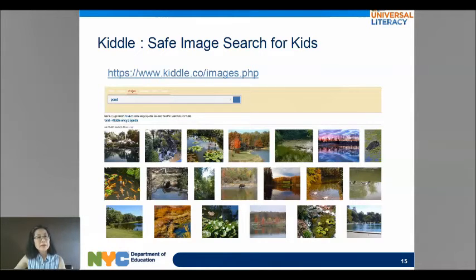Kiddle is a safe image search for kids. There is Google search that we frequently use, but sometimes some images might appear that are inappropriate for children. That's why this website is safe for children. So you can put the word in here, and then you press return, and you will see more photographs or pictures about that image.